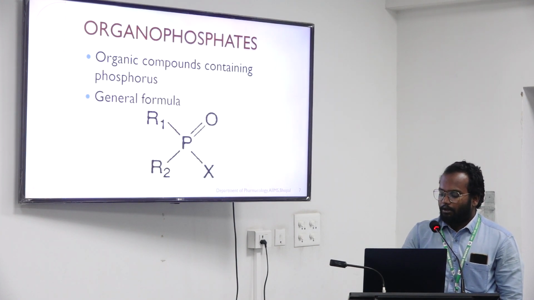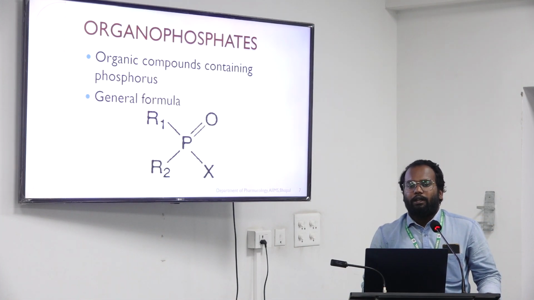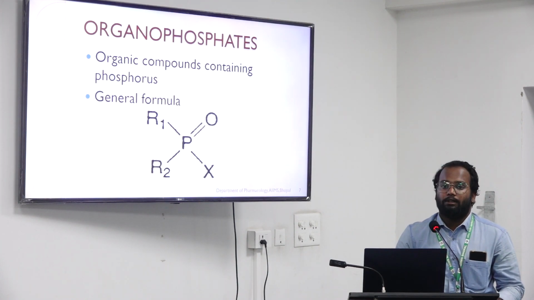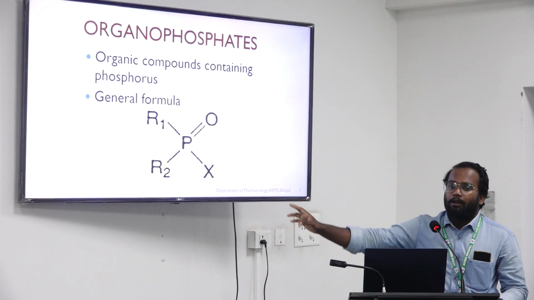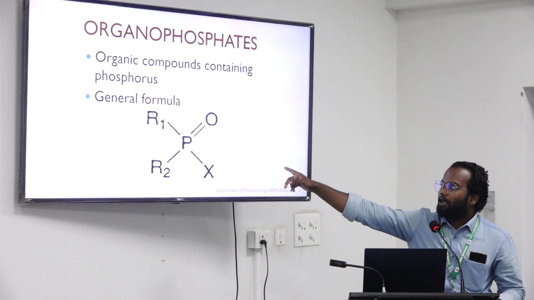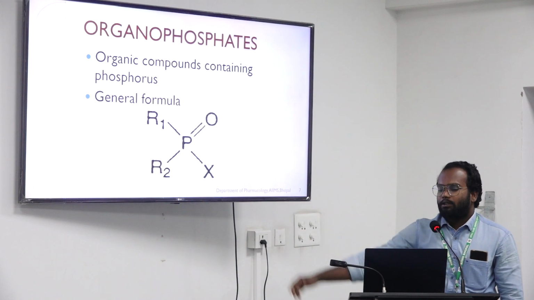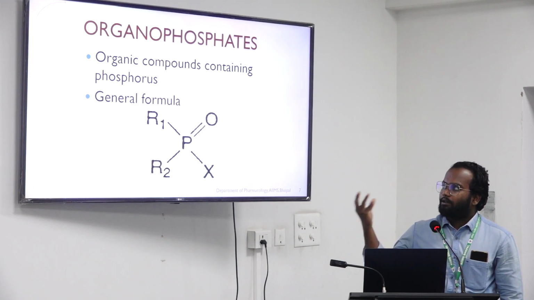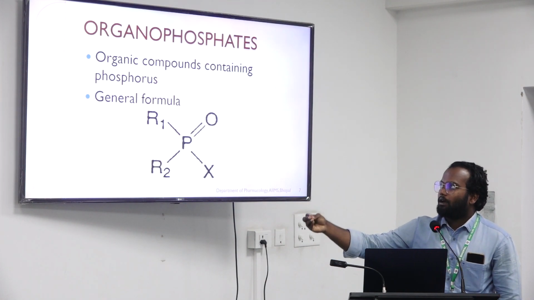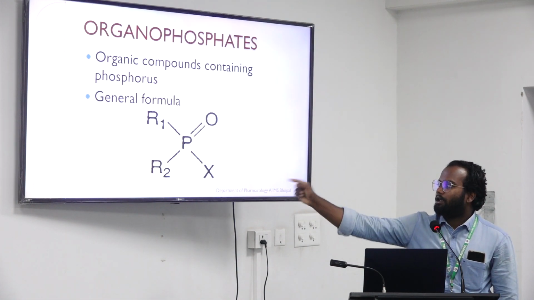As we all know, organophosphates are organic compounds containing phosphorus, and their general formula is this, wherein you have a phosphate central group which binds with an oxygen atom, and they have two alkyl groups. Here you can see this X. It denotes the leaving group. For example, if this OPC reacts with some compound, what is the group leaving from it? That is the thing denoted by X.